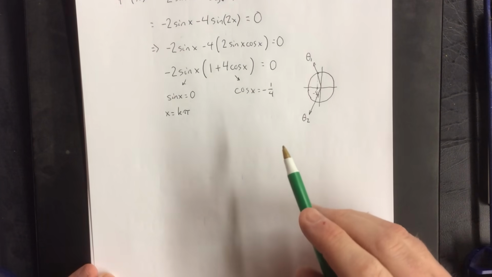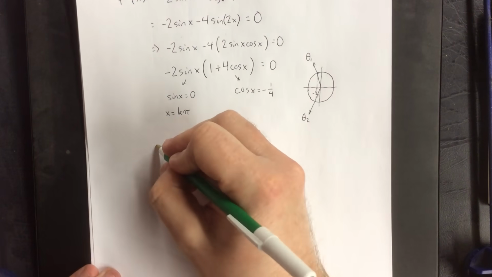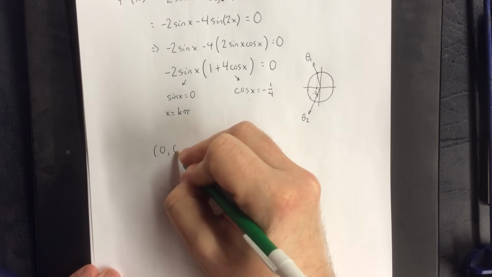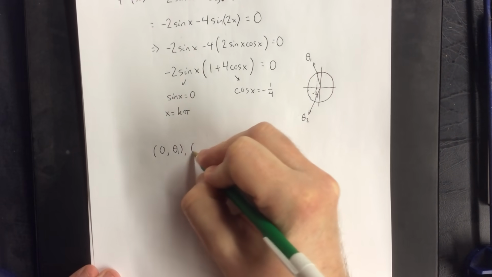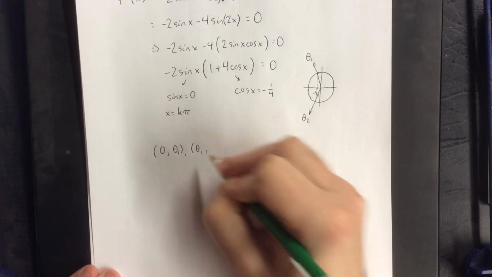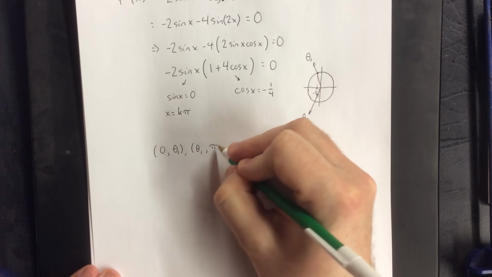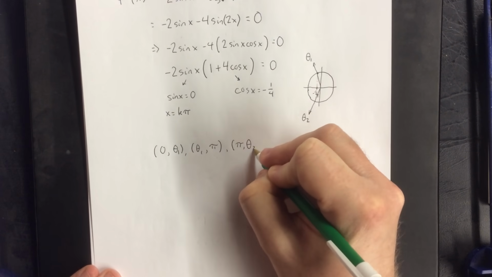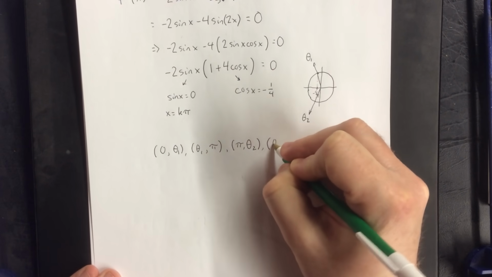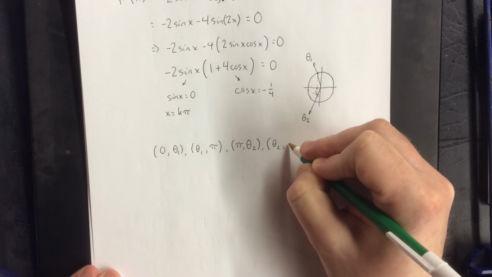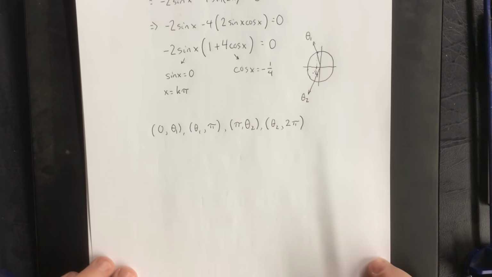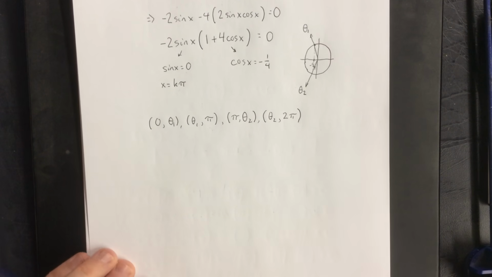So with that in mind, our test intervals are now going to go from 0 to that first theta 1, from theta 1 up to pi, from pi to theta 2, and then from theta 2 all the way up to 2 pi. We're going to test these for intervals of concavity, and then we'll figure out some inflection points.